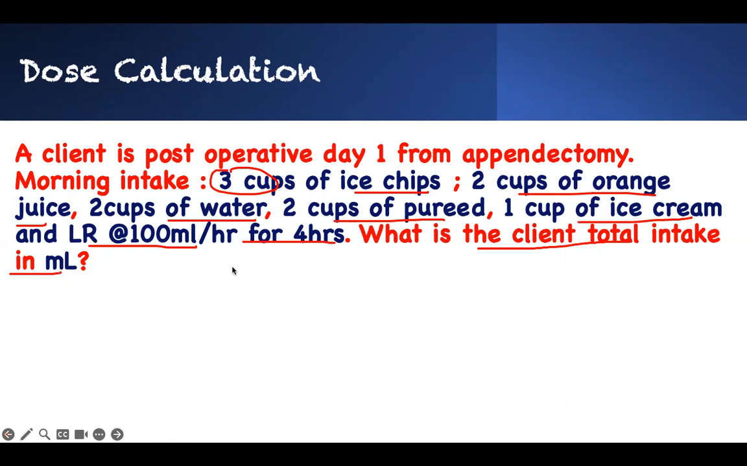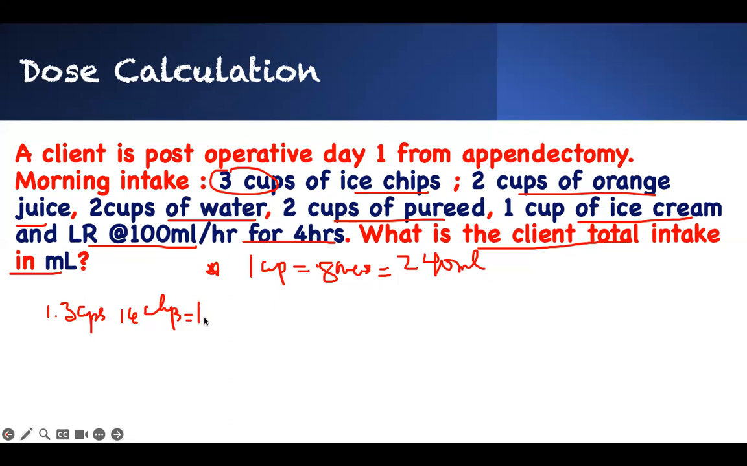Look at it. I don't want you to forget this number. 1 cup is always what? It has a volume of 8 ounces, and is equivalent to 240 ml. So don't forget that number. The first one is 3 cups of ice chips. We know that 1 cup is, like I said, 240 ml.